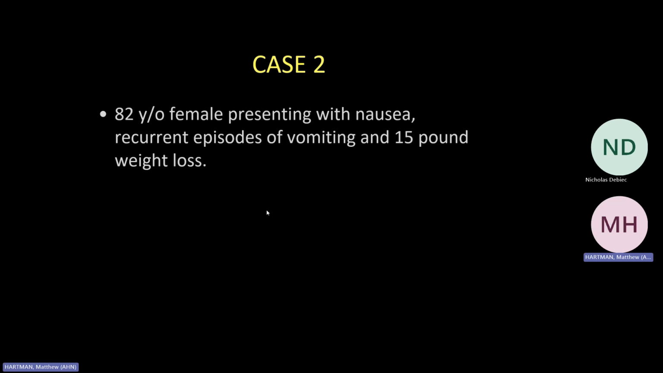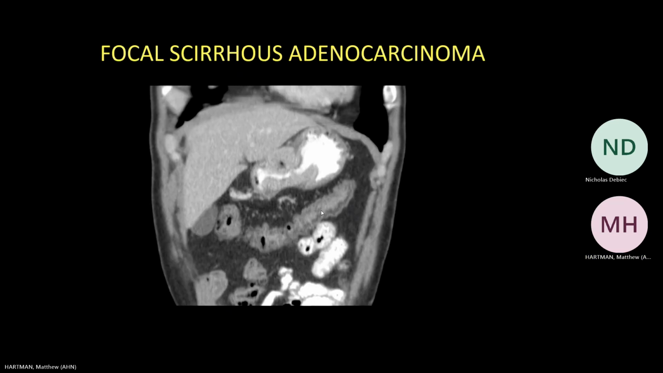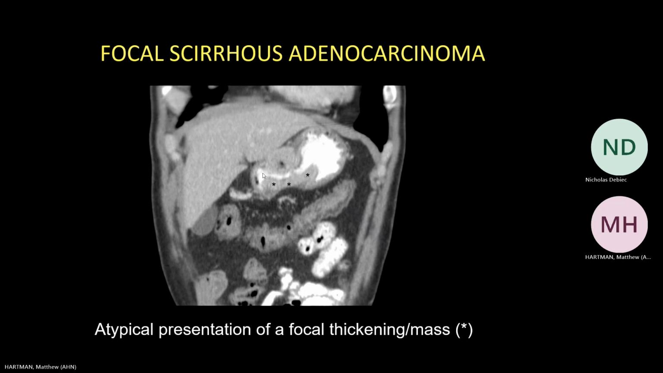Okay, our second case, 82-year-old with nausea, 15-pound weight loss. Do a CT here, we have oral contrast. A couple things going on here. Some irregular fold thickening. That is mass-like. Again, it will be our similar differential. Could be Mets, could be lymphoma, or could be a focal gastric cancer, as we have here.